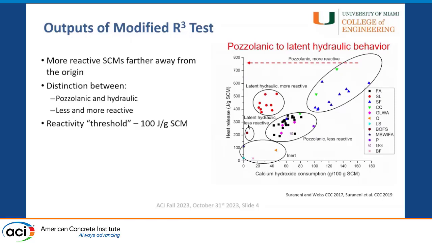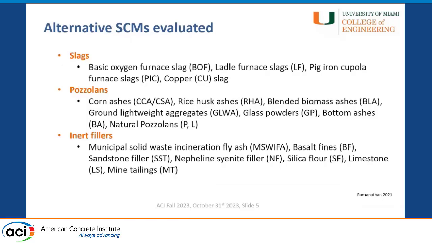So as you move from right to left of this plot, you see that the behavior changes from pozzolanic to latent hydraulic. So some of the later testing during my PhD ended up showing that there is a reactivity threshold of about 100 joules. So basically when you run the calorimetry, let's say you cross the 100 joule threshold, you end up calling the material reactive. So the degree of reactivity varies based on other parameters, which we can talk about later.